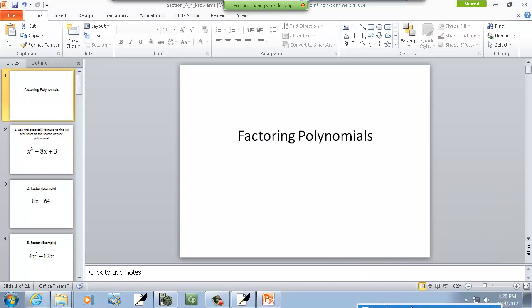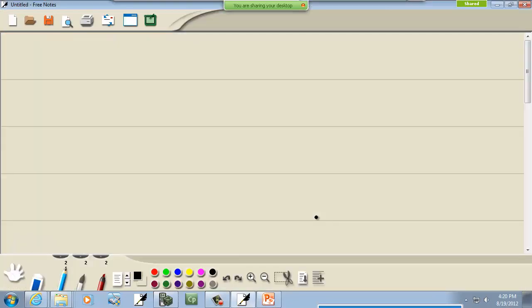There we go. And let's take a look at factoring polynomials. Now, there's more than just factoring polynomials on here, but this is kind of a review. These are some basic skills you should know going into calculus for business and economics. First thing we'll talk about is the quadratic formula.